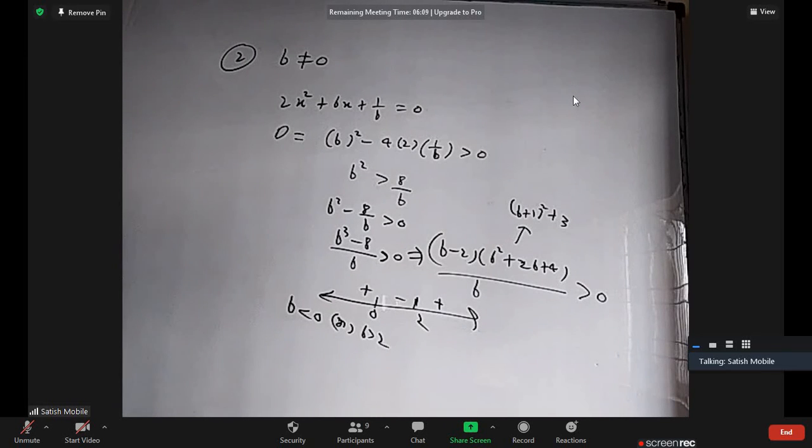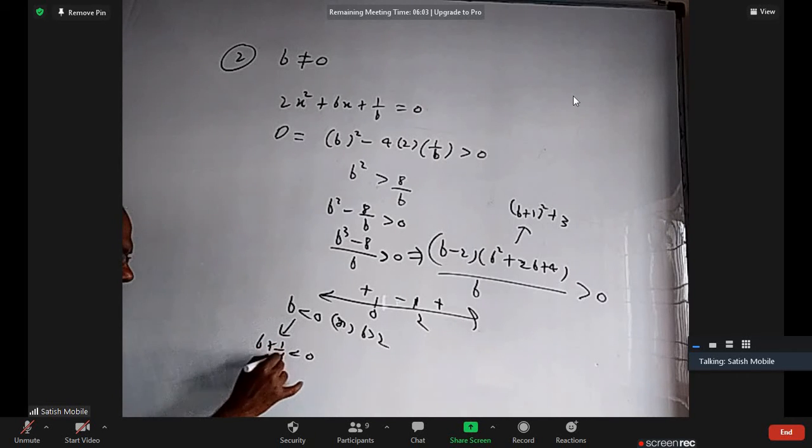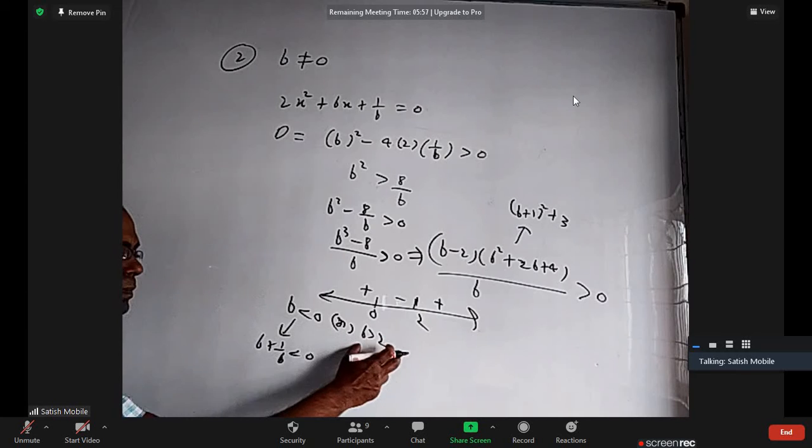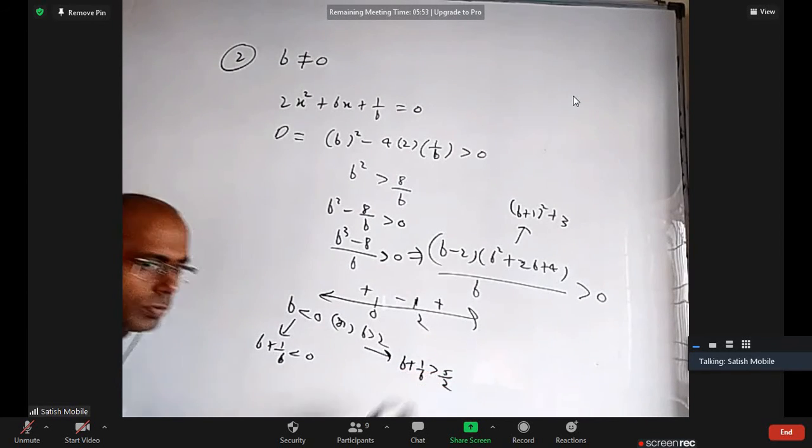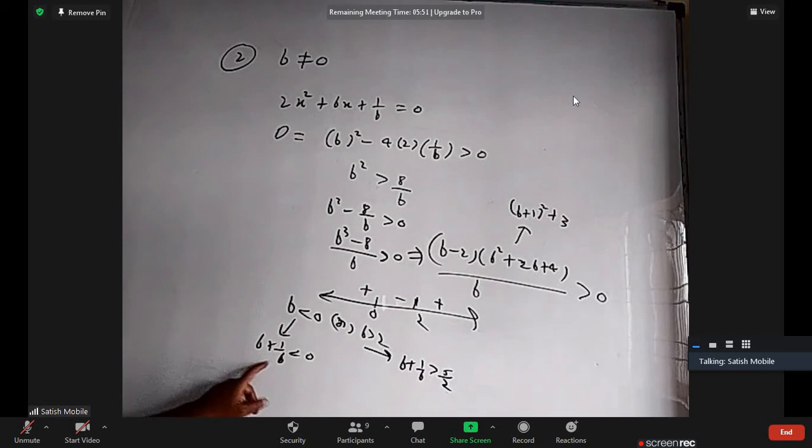Option B will not be right, because when b is negative, b plus 1 by b also will be negative, because this is negative, this is negative. Option A says b plus 1 by b is greater than 5 by 2. That is correct for this part. For this part, no doubt, b plus 1 by b is greater than 5 by 2, but not for this. So that's why option A is not correct. Option B, they gave less than 5 by 2, which is wrong for this.